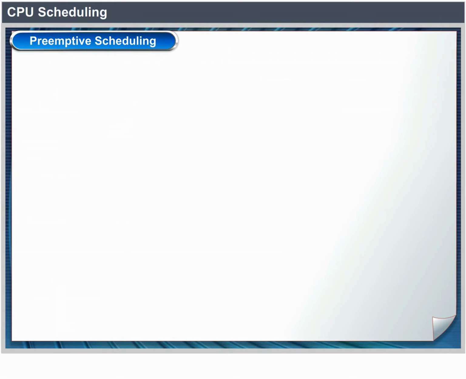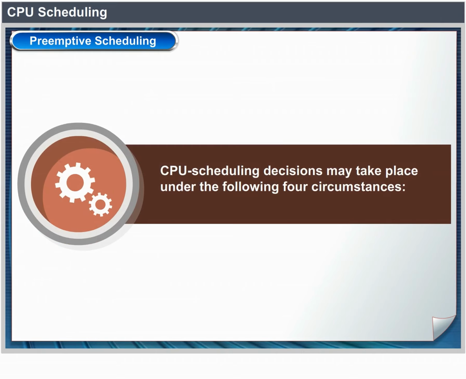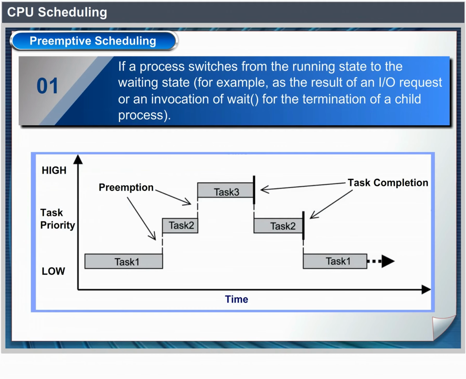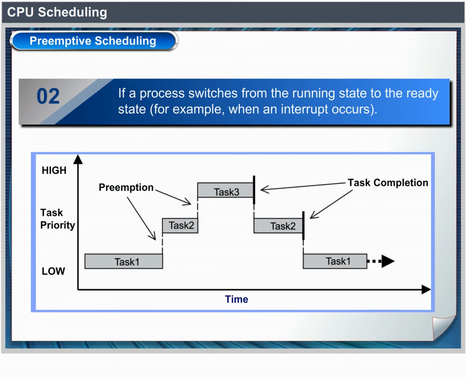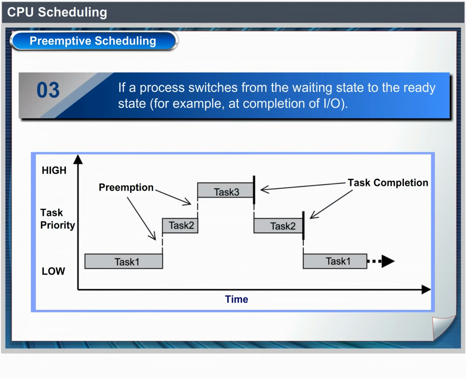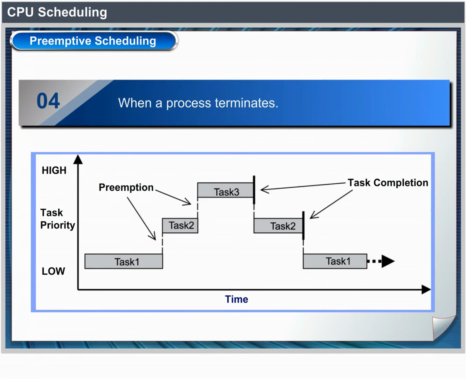Preemptive scheduling. CPU scheduling decisions may take place under the following 4 circumstances. 1. When a process switches from the running state to the waiting state, for example, as the result of an input-output request or an invocation of wait function for the termination of a child process. 2. When a process switches from the running state to the ready state, for example, when an interrupt occurs. 3. When a process switches from the waiting state to the ready state, for example, at completion of input-output. 4. When a process terminates.